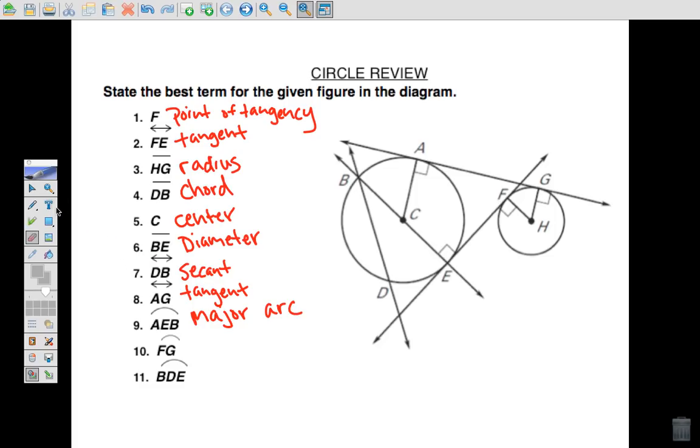Okay, then we have FG, which if it's got 2 letters, it's got to be a minor arc, because you can't name a major arc with 2 letters. So that right there, F to G is less than half the circle. It's a minor arc. Then we have B to D to E, which makes up half the circle, which makes it a semicircle.